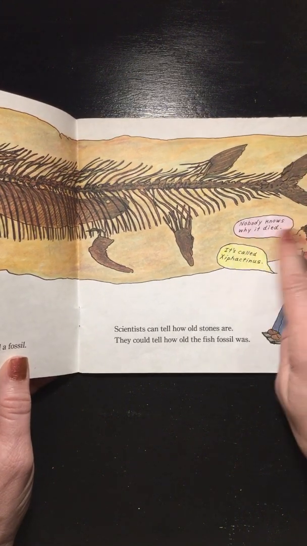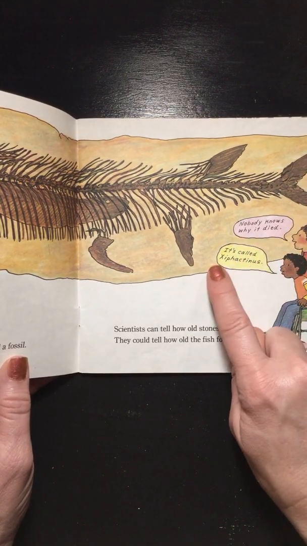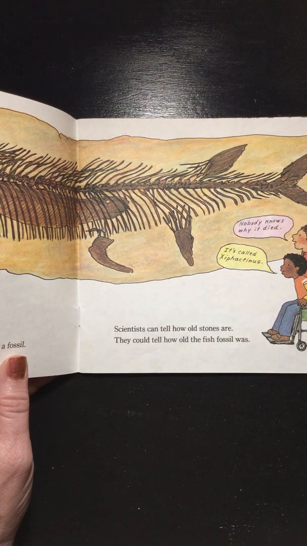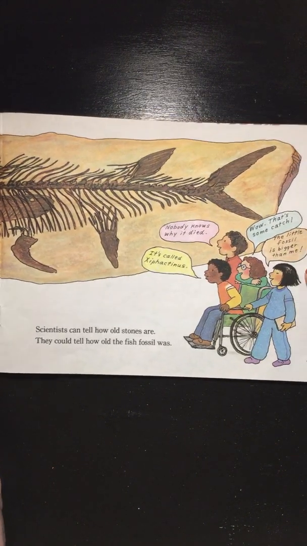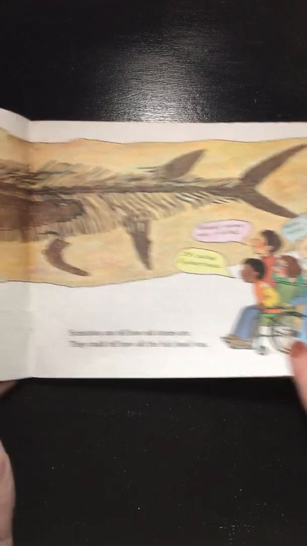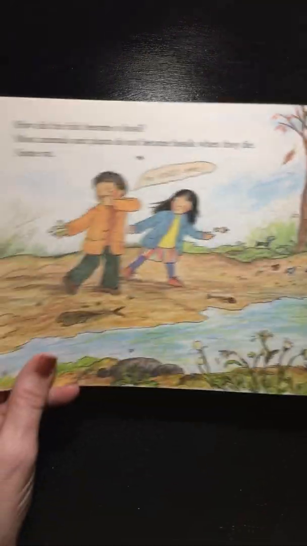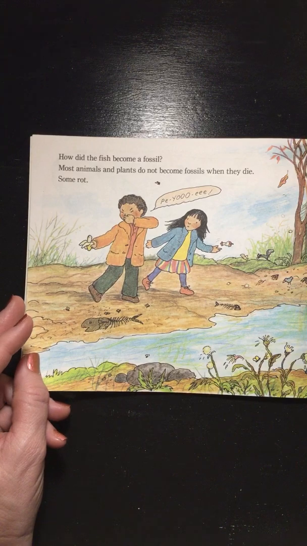It says nobody knows why it died. It's called Xiphactinus. Wow, that's some catch. The fossil is bigger than me. How did the fish become a fossil?